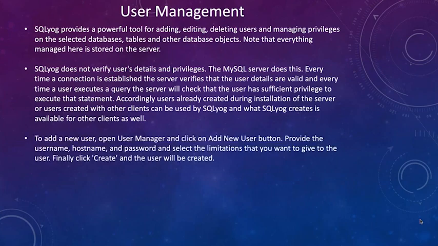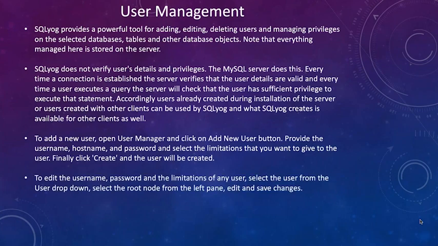To add a user, please open User Manager, click on Add New User button, provide the username, hostname, password, and select the limitations that you want to give to the user. Finally, click Create, and the user will be created. To edit the username, password, and limitations of any user, select the user from the drop down, select the root node from the left pane, and edit and save changes.